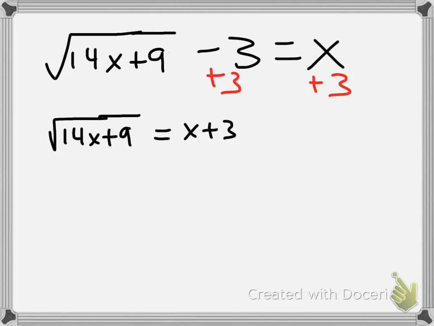Next I want to get rid of my radical. So since I have an index of 2, again because it's a square root, my index is 2, I'm going to raise both sides to the second power. What that's going to do is eliminate my square root.